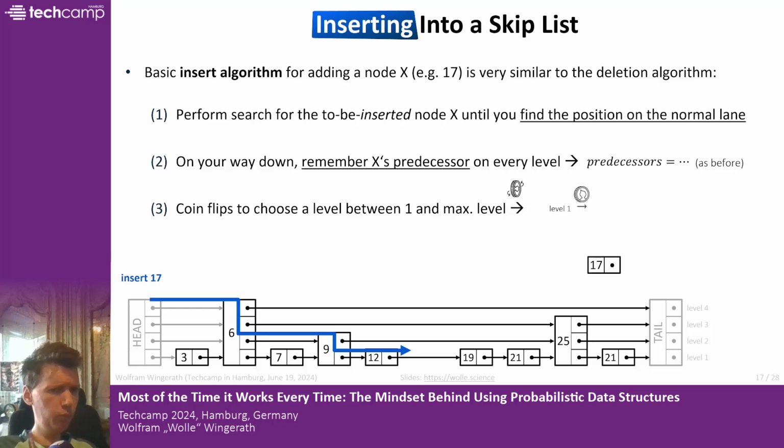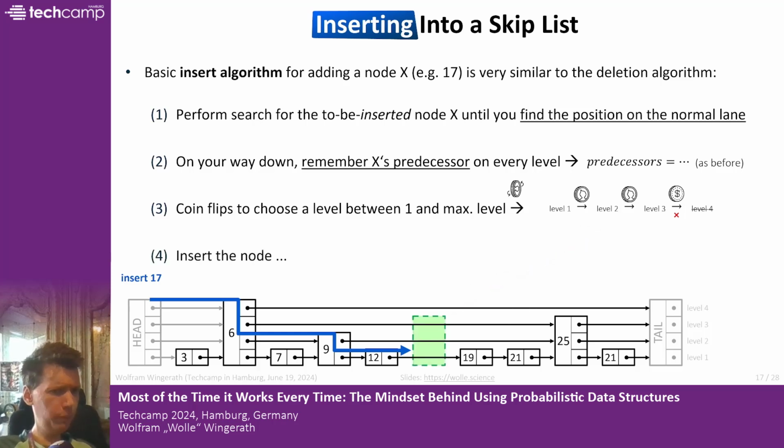Then we flip a coin and we get heads. So we say, hey, it's promoted to level 2. Maybe we get another heads. And then we say, okay, it's promoted to level 3. And eventually we will either reach the topmost level or we will get tails. And then we know, okay, this is our node and we need to insert it here.